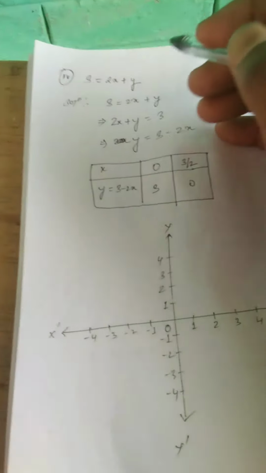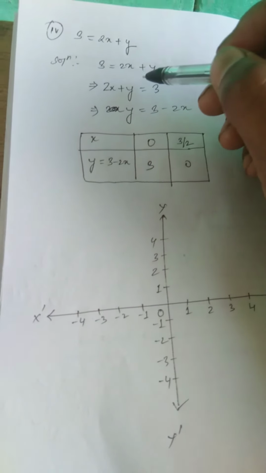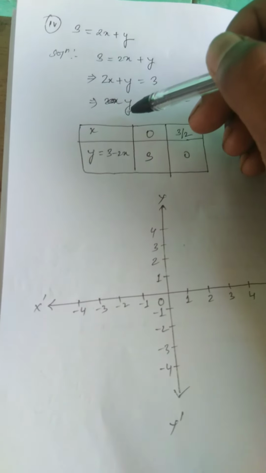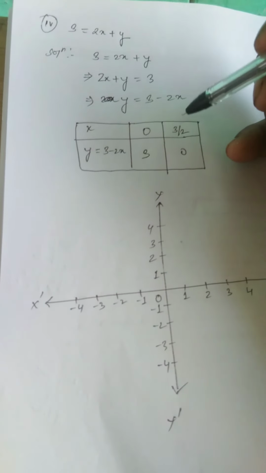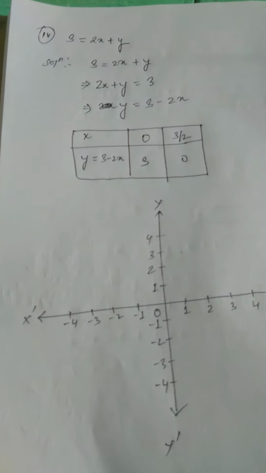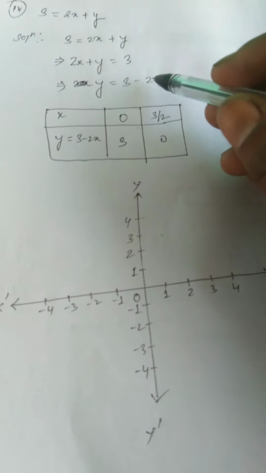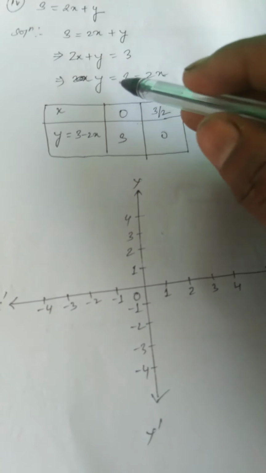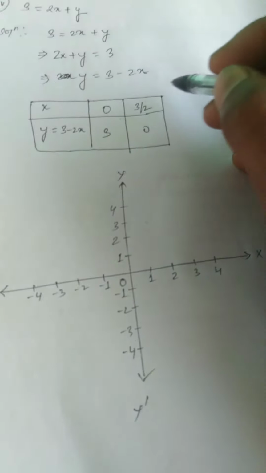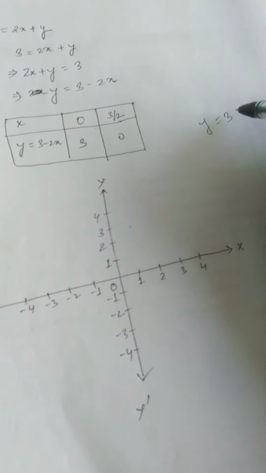Here you see this is the question. We can rewrite it like this: 3 equals 2x plus y. We can write 2x plus y equals 3. So y we are keeping here, and 2x we are transposing to the right side. Here let us write the table of solutions. When you put x value 0, this term will be 0, no? So what will you get for y? 3.